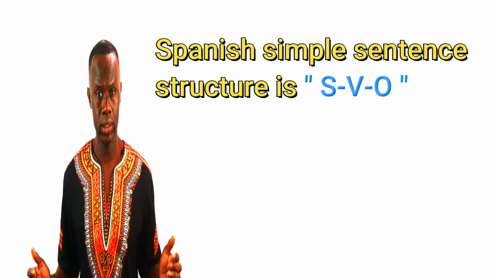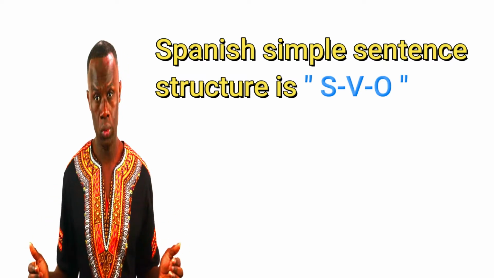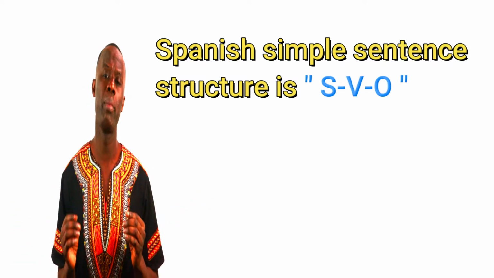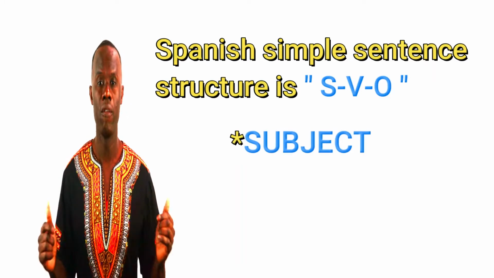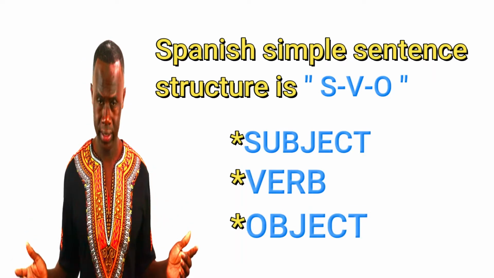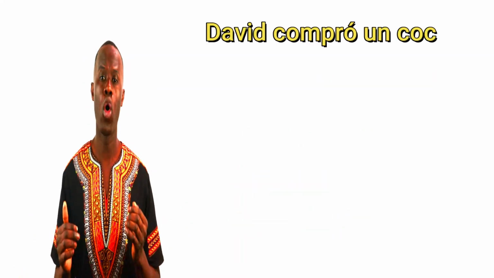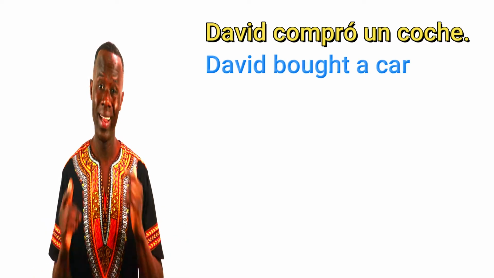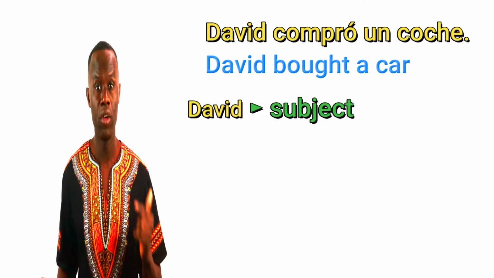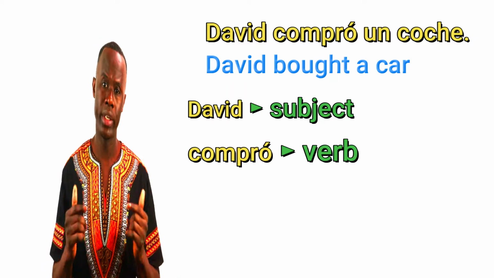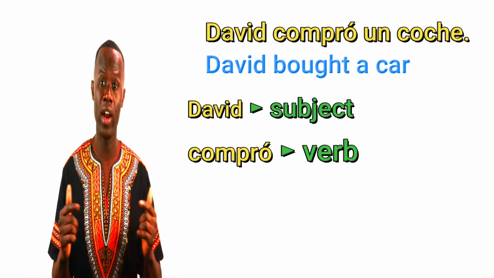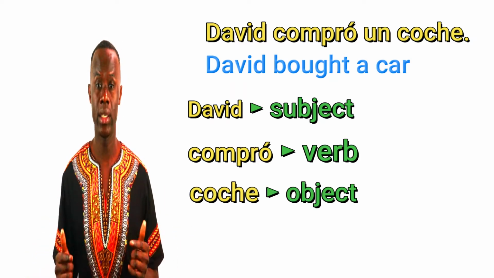as soon as possible. Now, just like in English, the Spanish simple sentence structure is SVO. What does that mean? It simply means subject, verb, object. For example, David compró un coche. David is the subject, followed by compró, which is the verb, and then followed by coche, which is the object.